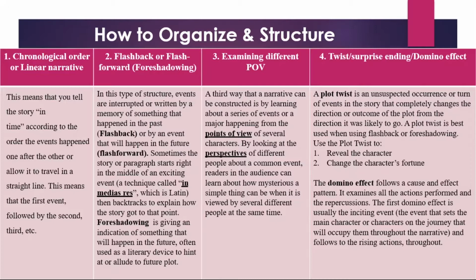A fourth way is thinking of using a twist, a surprising ending, or the domino effect. A plot twist is an unexpected occurrence or a turn of events in the story, and this will completely change the outcome from how it started to, of course, how it ended. A plot twist is best used when we're using a flashback or flash forward method, and this is because it helps us to reveal the character traits and personality over time, and of course to change the character's fortune.